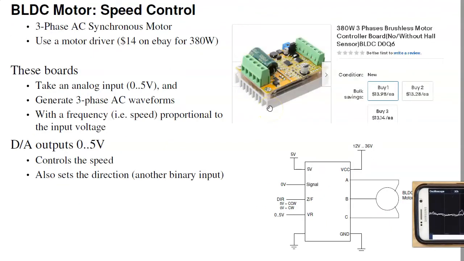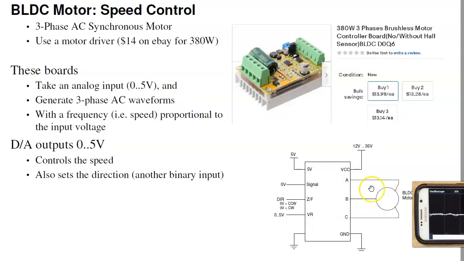I can also drive three-phase AC brushless motors. The easiest way to do this is, again, go to eBay, where else. You can find these motor controllers for not a lot of money. It's about $13 for a 380 watt DC to AC converter. What this one does is I feed it power and ground, of course. Feed it the voltage that goes to the motor. Here are 12 volts to 36 volts, your pick. Then the VR is your speed. 0 volts is stationary. 5 volts is full speed.